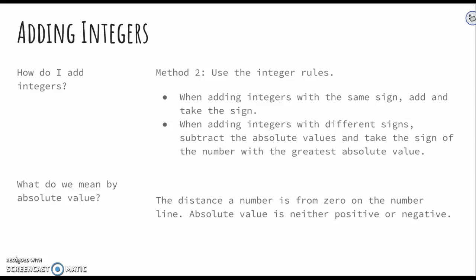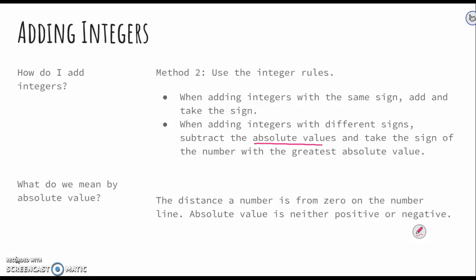A second method that we can use to add integers is to use the integer rules. When adding integers with the same sign, we add and take the sign. When adding integers with different signs, we're going to subtract the absolute values and take the sign of the number with the greatest absolute value.